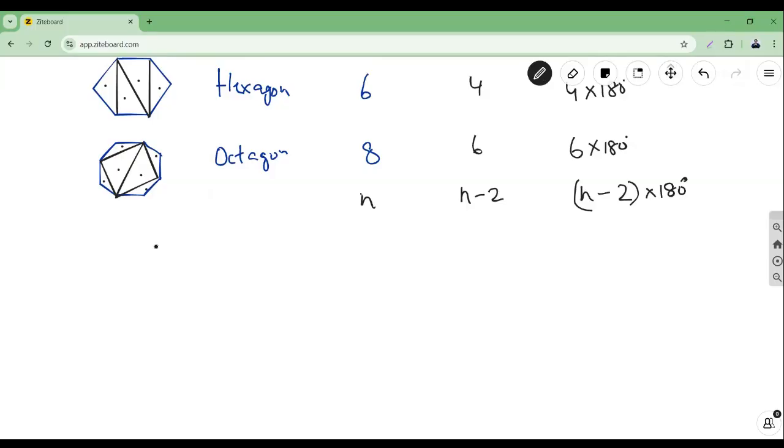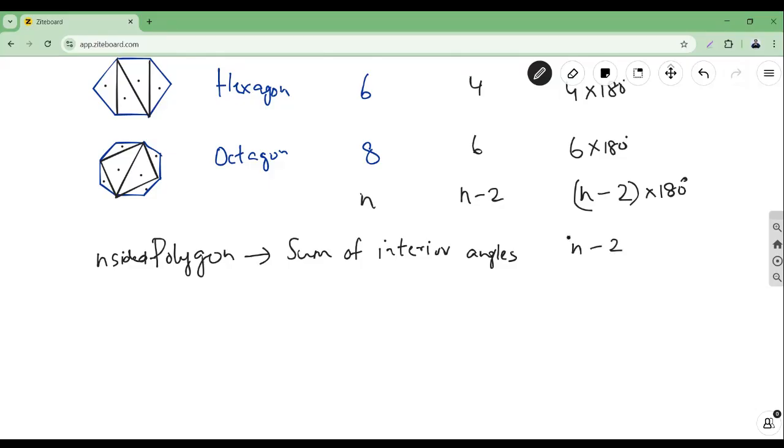So if a polygon is an n-sided polygon, then the sum of interior angles, the sum of all the angles inside that polygon, will be equal to n minus 2 times 180. You can use it like this.